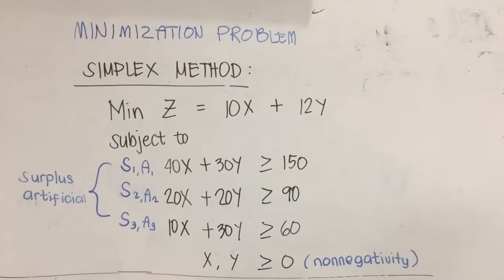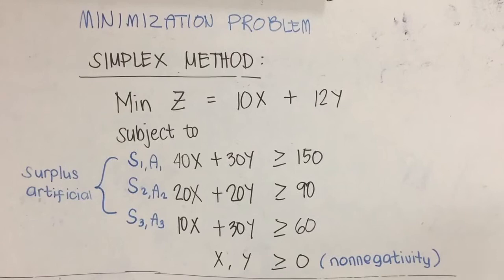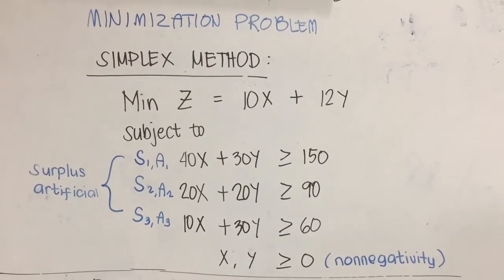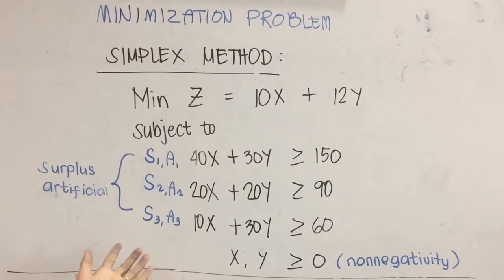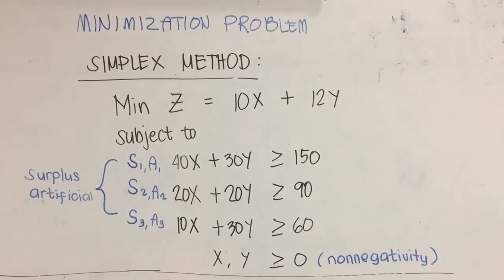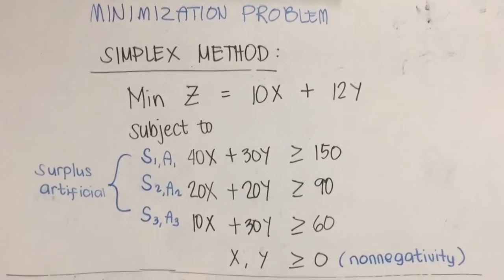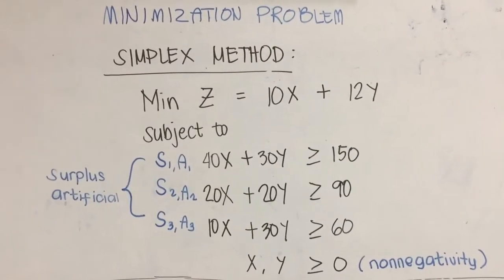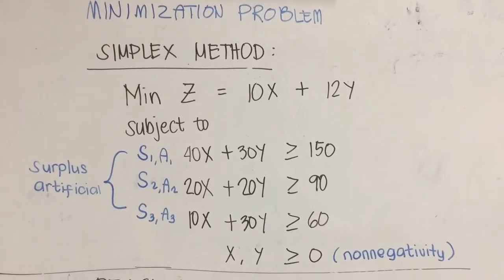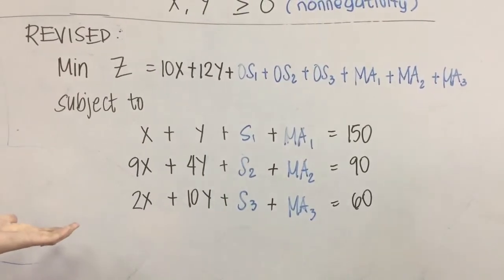For the second example, we have here a minimization problem. The objective here is to solve for the optimal solution using the Simplex method. So we have here the LP model for the problem. For the revised model, it was mentioned that you need to consider the inequality sign of every constraint. So what we have here is greater than or equal to, which means that every constraint contains surplus and artificial variables. This is now the revised model.